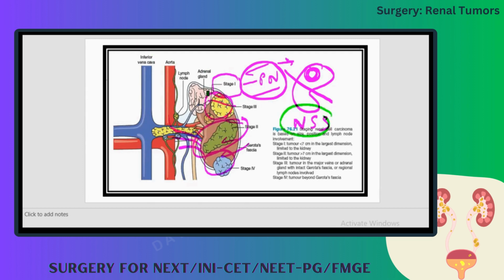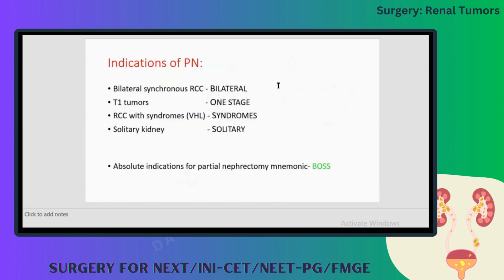Nephron sparing surgery. Stage 1, it is partial nephrectomy. For stage 2, it is radical nephrectomy, removing the complete kidney. Stage 1 it is partial nephrectomy, stage 2 it is radical nephrectomy. So what are the other indications for partial nephrectomy? Remember this mnemonic BOSS, stage 1, one stage.